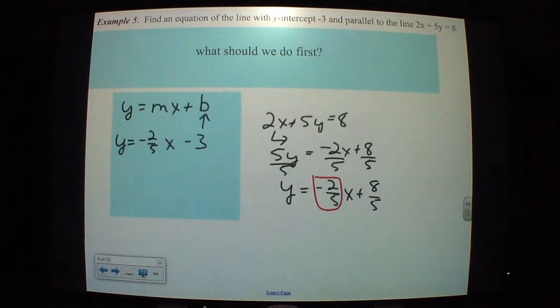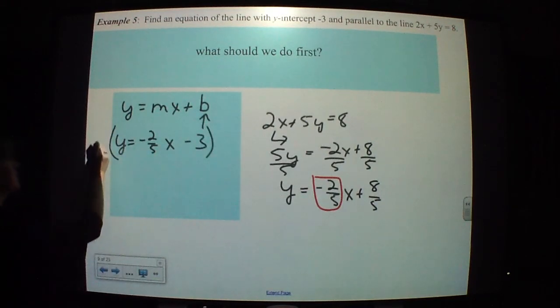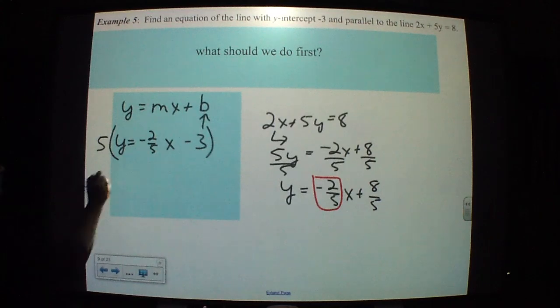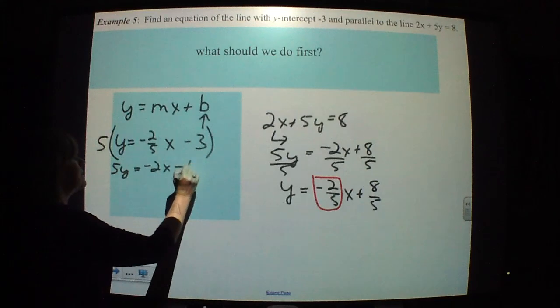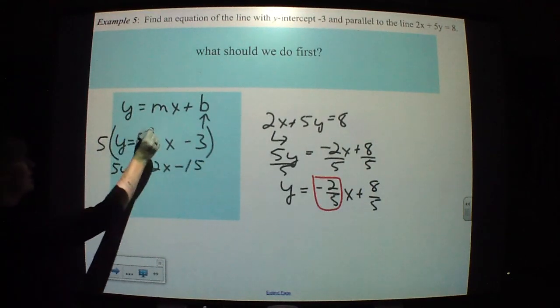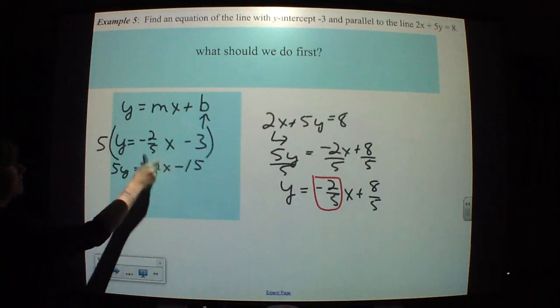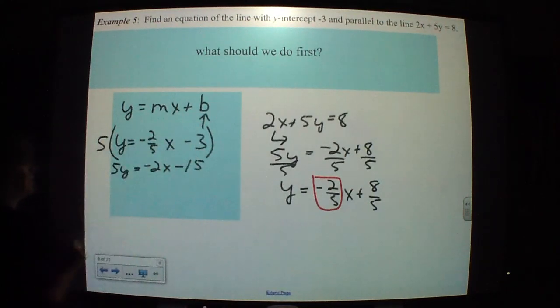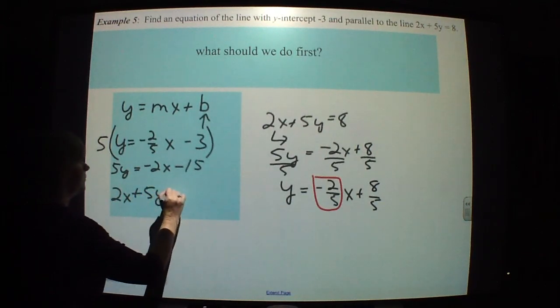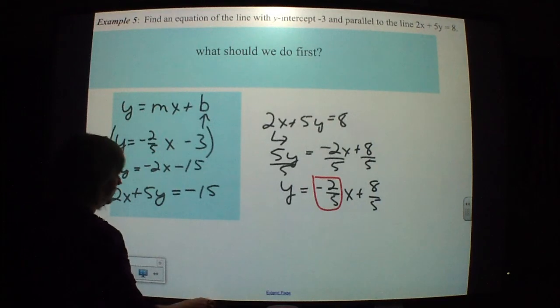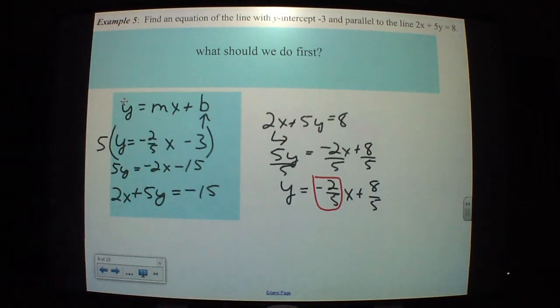If I wanted it in general form, here's what you could do to put it in general form. I want to get rid of that fraction. So I'm going to multiply both sides by 5. And then I have 5y is equal to negative 2x minus 15. 5 times y, 5 times that quantity. The 5's cancel out, negative 2x. 5 times negative 3 is negative 15. And then move the 2x over to the other side. So I can either have it in slope-intercept form or the general form.